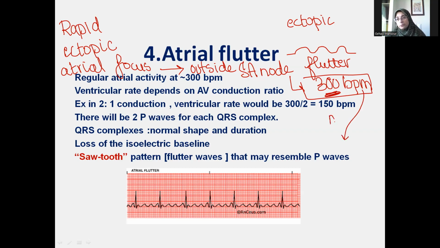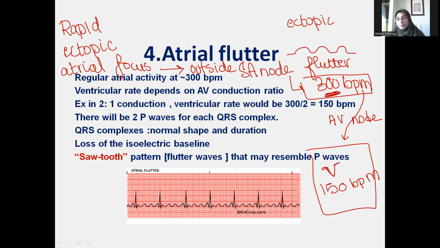But the AV node will not allow this to be transferred to the ventricles. So in the ventricles, you might find that the rate is only 150 beats per minute, which means that we have divided the rate by 2. So what would you find? You would find 2 P waves for every QRS complex. This is what we call a 2-to-1 block, meaning that you divide the atrial rate by 2 in order to protect the ventricles.